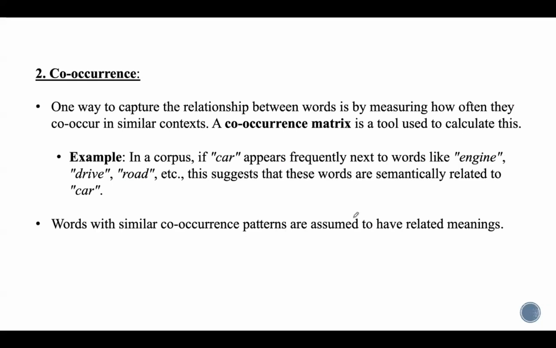Then word co-occurrence: words that frequently appear together, like king and queen with royal, usually share meaning. The co-occurrence matrix is a tool which is used to calculate this. Say if we have a word car in the corpus which appears frequently with words like engine, drive, road, etc., then it suggests that these words are semantically related to the word car. And words with similar co-occurrence patterns are assumed to have related meanings.